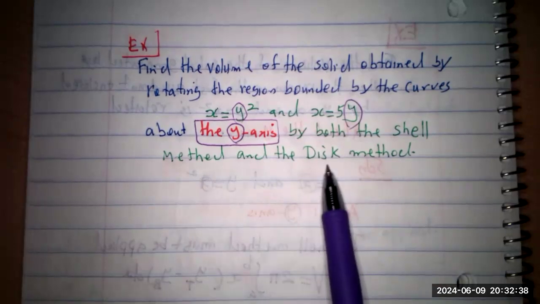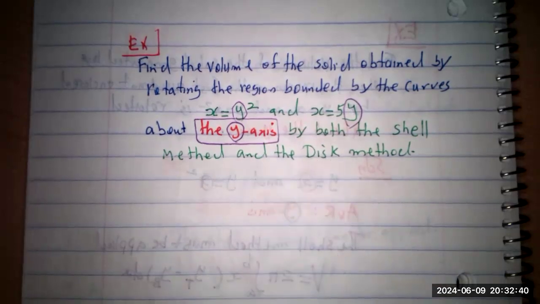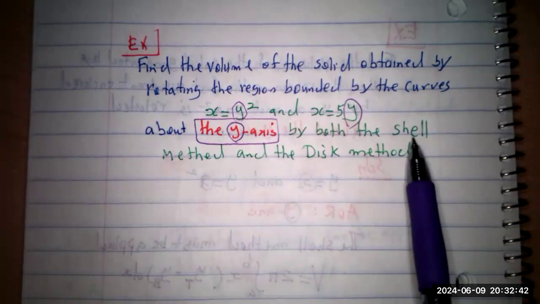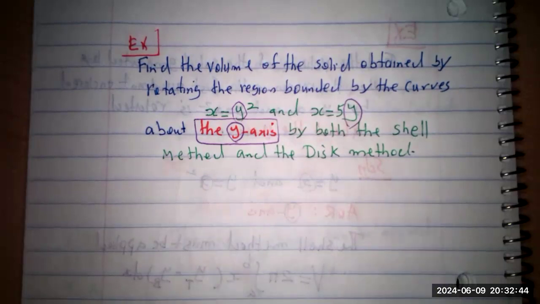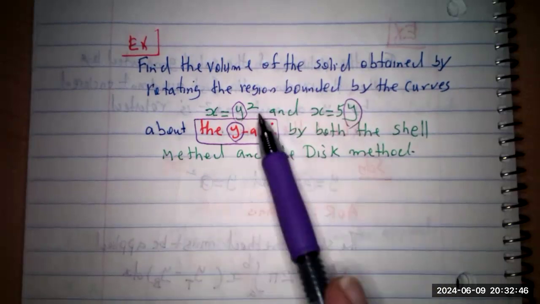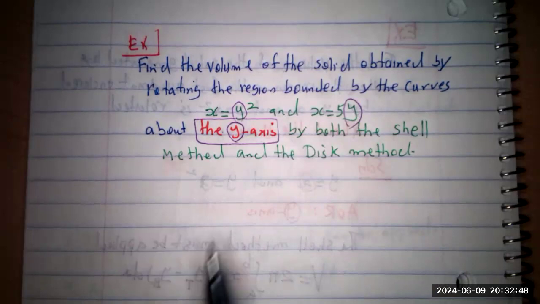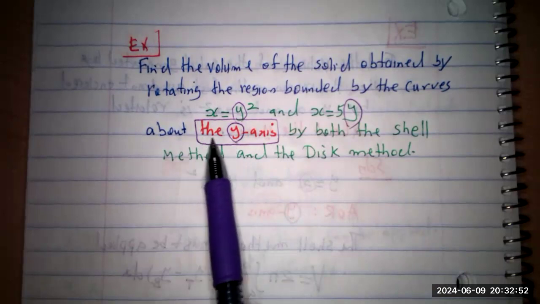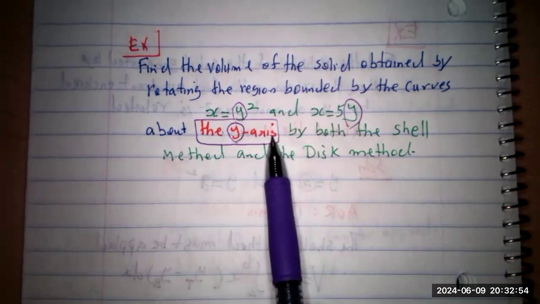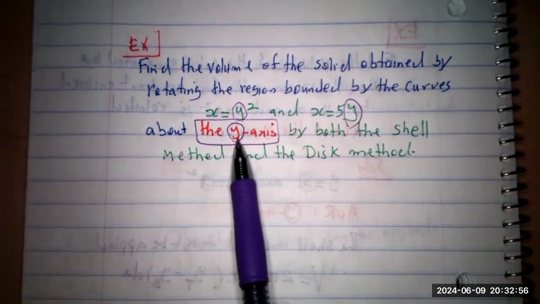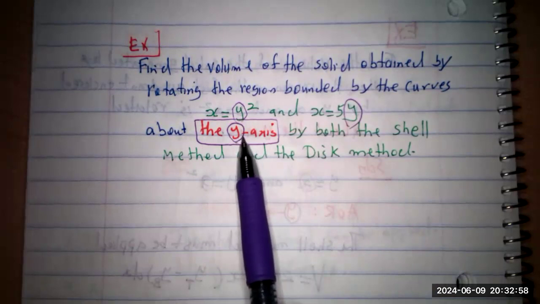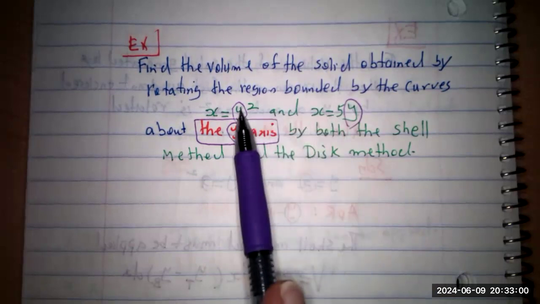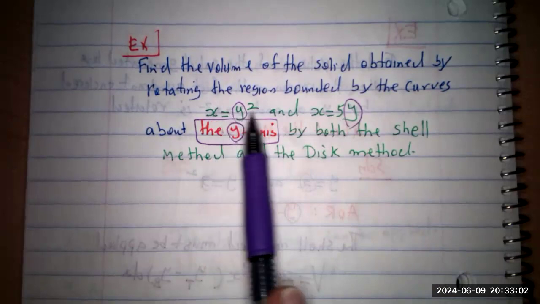So the first thing to do is use the disk method and find the volume. But they ask you to do it also by the shell method. For the shell method, they must be different. You cannot change this one; this must be as is. So this is y. If you want to do it by the shell method, they must be functions of x.